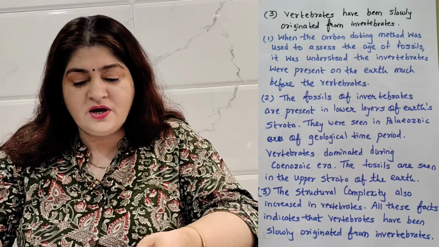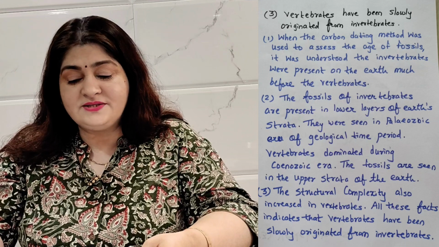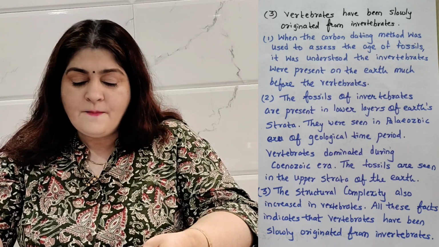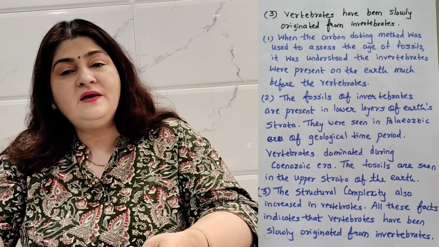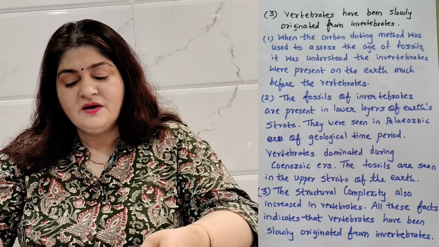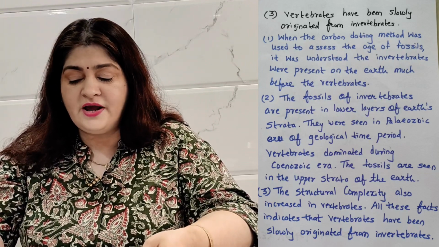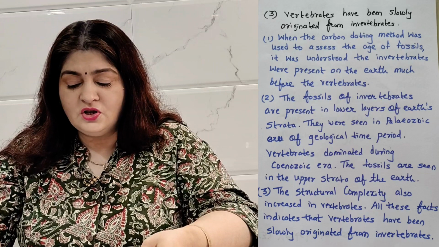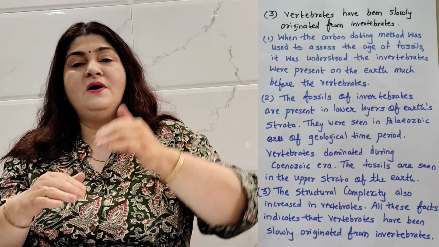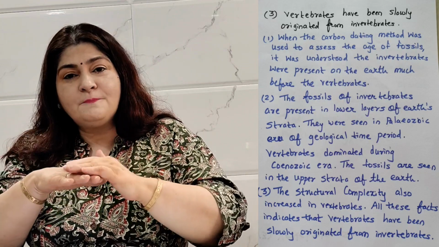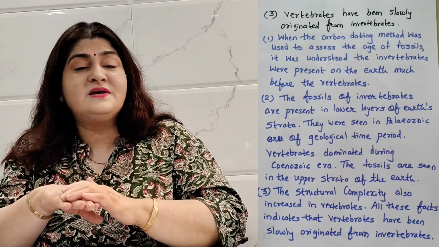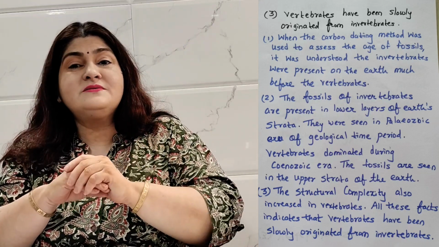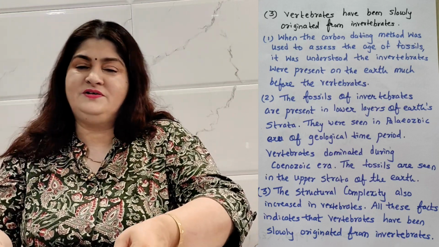सो व्हाट इज द फर्स्ट पॉइंट, व्हेन द कार्बन डेटिंग मेथड वॉज यूज्ड टू असेस द एज ऑफ फॉसिल, it was understood the invertebrates were present on earth much before the vertebrates. So vertebrates se pehle bhi kon earth pe maujood tha? Invertebrates. The fossils of invertebrates are present in lower layer of earth strata. They were seen in Paleozoic era of geological time period. So sabse niche jab hum earth ko digging start karte hai, तो सबसे नीचे एकदम डाउन में हमें इनवर्टिब्रेट्स के फॉसिल मिलते हैं. कंपेयर टू दैट, वर्टिब्रेट्स के फॉसिल हमें ऊपर ही मिल जाते हैं, जो एक्सप्रेस करते हैं कि अर्थ पे सबसे पहले कौन था, इनवर्टिब्रेट्स.